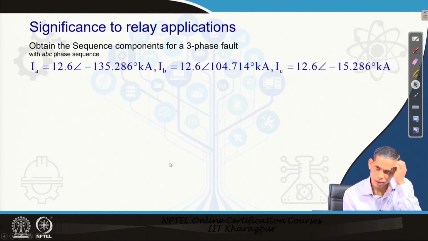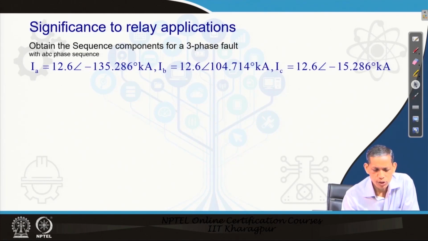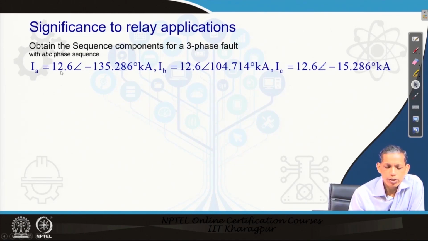Let us analyze the system for a case. See here, the phase A, phase B and phase C values are given to us. So, obtain the sequence components for the 3 phase fault. This is a 3 phase fault IA, IB, IC. So, magnitudes are the same and they are 120 degree apart.